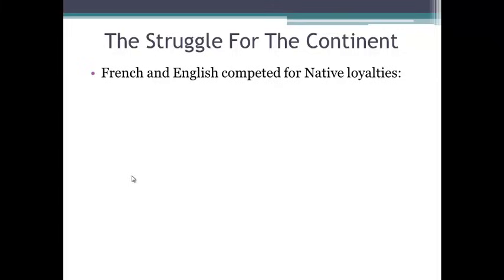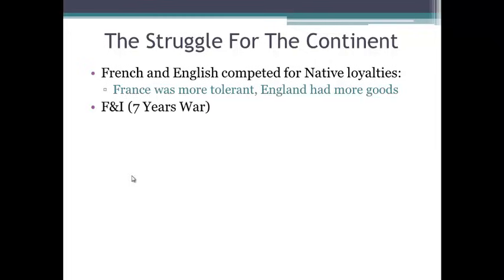So we have the French and Indian War, and before that happens, the French and the English are competing for native loyalties, or loyalties of the Native Americans. France was more tolerant of the two countries. They intermarried, they traded with them more, and treated them better. But England really had a lot more goods to offer the Native Americans.